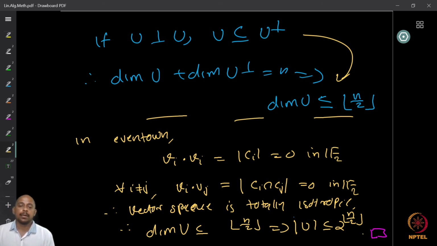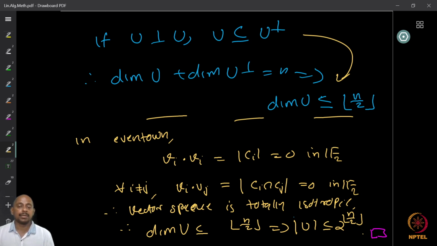Now we have that the vector space is totally isotropic, because every vector here is perpendicular to itself, since the span of V1 to Vm is all perpendicular to itself: Vi dot Vi is 0, and Vi dot Vj is 0 for any case. So U is totally isotropic, and therefore the dimension of U is less than or equal to floor of n by 2, where n is the dimension of the vector space.